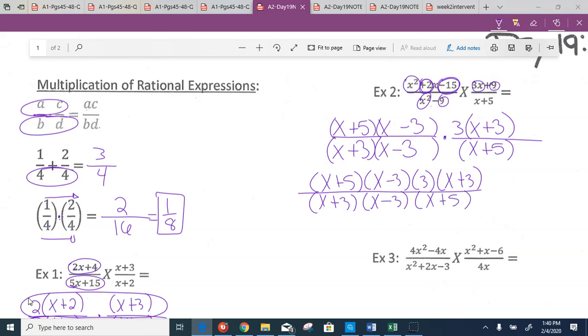Whatever's common to the top and the bottom can be canceled out. So I have an x plus 5 here and an x plus 5 down here. I have an x minus 3 right here in the middle and one right underneath it. I have an x plus 3 over here on the right side and an x plus 3 down here in the denominator. So all I have remaining that didn't get canceled out was just this 3. So there's my answer then, positive 3.